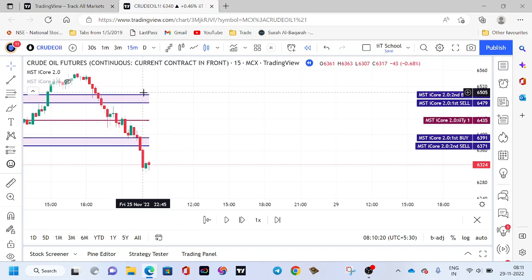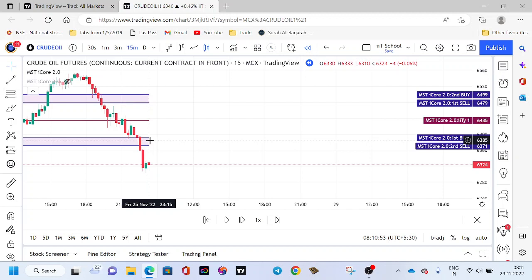The upper level we call the supply zone and the bottom level we call the demand zone. We have also marked them as first buy, second sell and first sell, second buy. These two together are called a zone. Whichever side it comes to first, only that side we have to trade; the other side we have to ignore. Don't forget, the other side we have to ignore. One day, only one trade: book the profit or take the loss, and exit from the market.